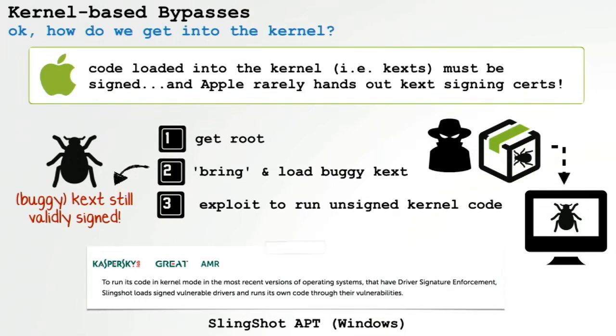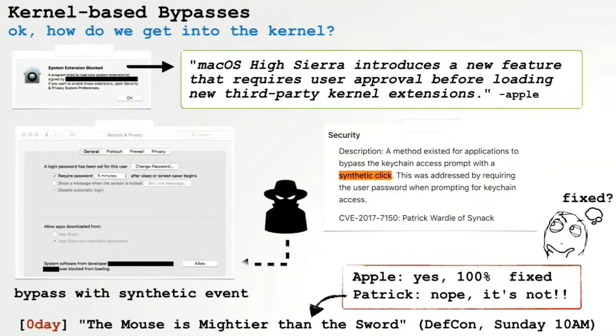This is interesting because the Slingshot APT group did exactly this on Windows to bypass Microsoft's kernel code signing enforcement. Now, I talked about this attack at DEF CON 2016, and since then, Apple has sought to mitigate this by introducing a security mechanism called user-approved kernel extension loading. Basically, Apple says, okay, even if you have a third-party driver that's validly signed, if you try to load it, even if it's a legitimate driver, we are going to block it and prompt the user.